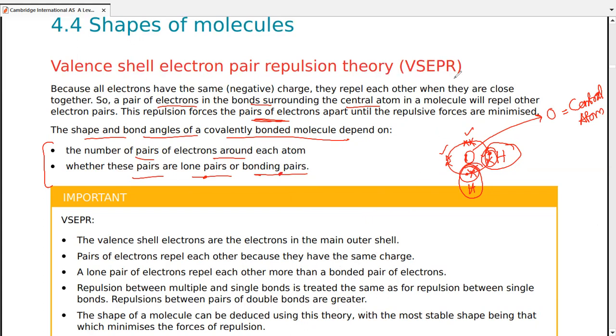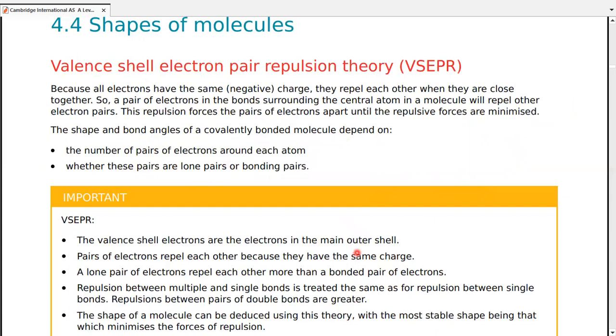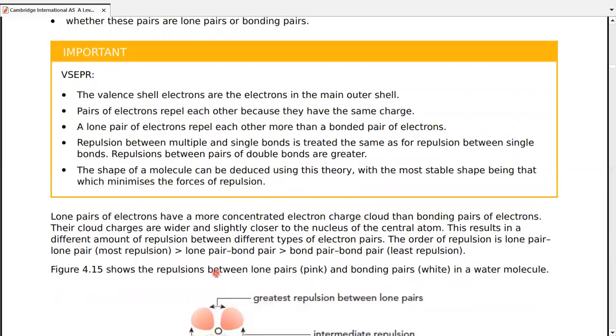Yes, sir. Okay, let's get to the postulates of the theory. This was just the basic idea. Remember, the most important part of the theory would be the postulates, which are going to explain the theory and the good parts about it, since you'll get a grasp of the theory and how the theory benefits you or chemistry. The valence electron shells are the electrons in the main outer shell. Pairs of electrons repel each other since they have the same charge. A lone pair of electrons repels more than a bonded pair of electrons.